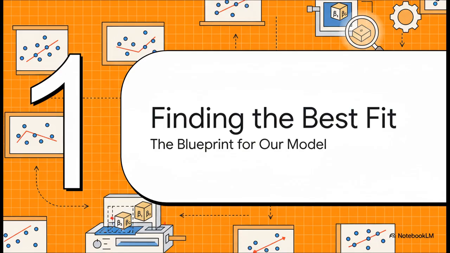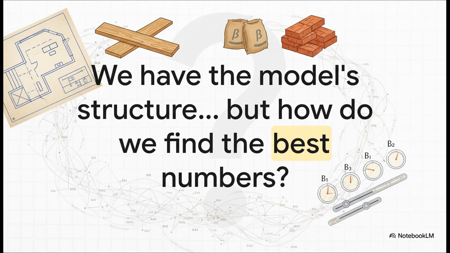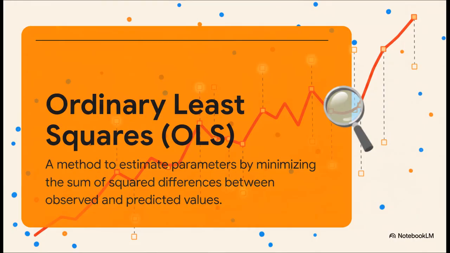Okay, so we've got the blueprint for our model. We know what it's supposed to look like, but how do we actually find the numbers? The best possible coefficients to plug in and bring this thing to life. Yeah, this is the big question, right? We've got the framework, but we need the raw materials. We need a rock-solid method to find the values for our coefficients that make the model hug our data as tightly as possible. And that method has a name, ordinary least squares, or just OLS.